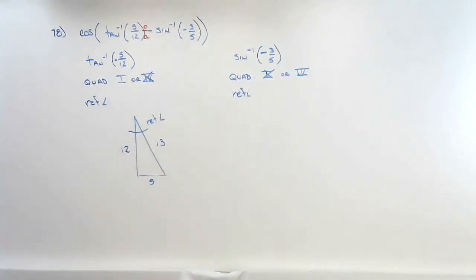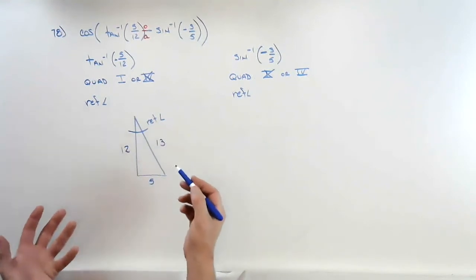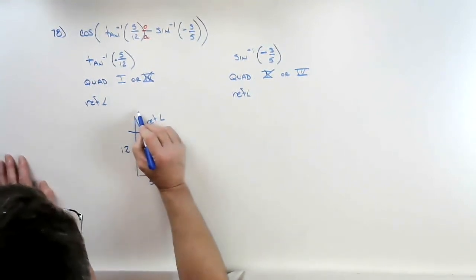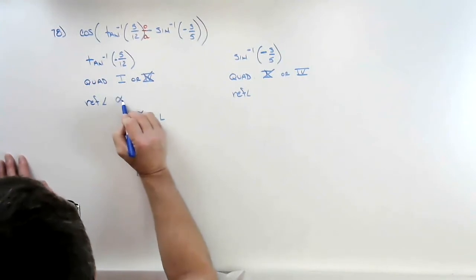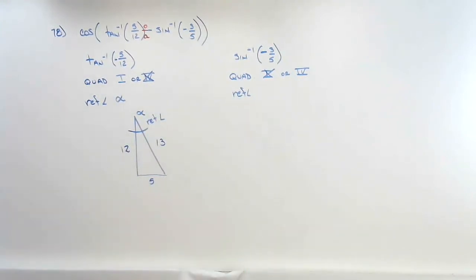Now we don't know how big that angle is, right? That's not one of the angles we know the measurement of. So I'm just going to name it. I can name it anything I want. So I'm going to call this angle alpha. So my reference angle, I'm going to write an alpha next to that, because I don't know the degrees.